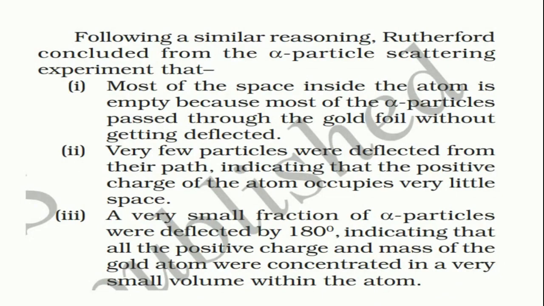So what did he say? A very small fraction of alpha particles were deflected by 180 degrees. So they went and they came back like a bullet, indicating that all the positive charge and mass of the gold atom were concentrated in a very small volume within the atom.